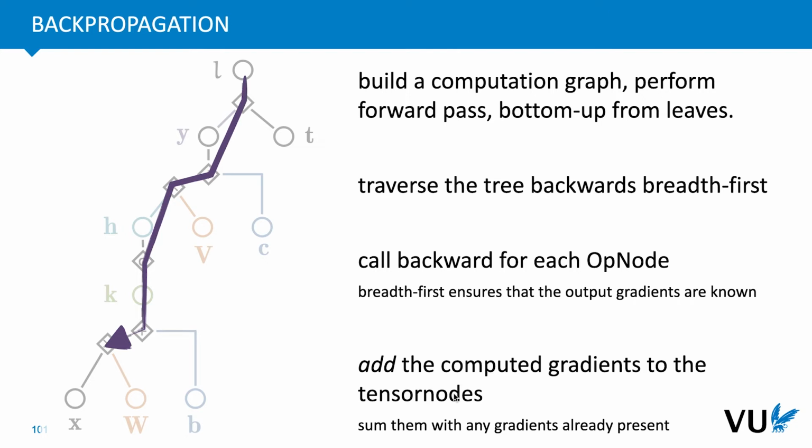Finally, note this last point here. Some tensor nodes will be the inputs to multiple operation nodes. By the multivariate chain rule, this means that we should sum the gradients they get from all the opnodes they feed into. We can achieve this easily by just initializing the gradients to zeros and adding the gradients we compute to any that are already there.